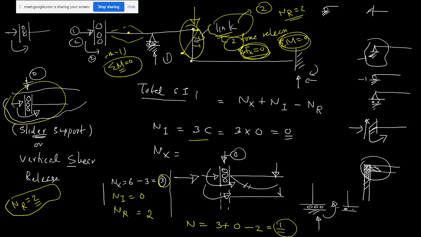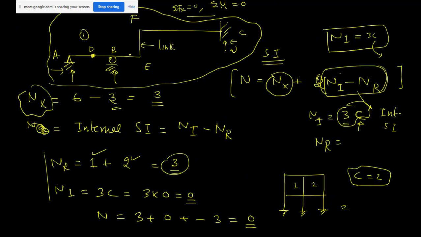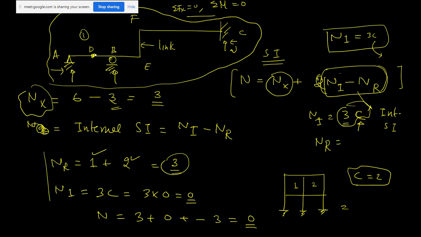If in a question both a link and an internal hinge are there, then nr will be 3. Like the first question we discussed, where there were two hinges, a hinge gives you another release. For the link it will be 2 and for the internal hinge it will be 1. So here nr is 1, here it will be 2, so the total value of nr is 1 plus 2, 3. Okay, so you have to take it like that.